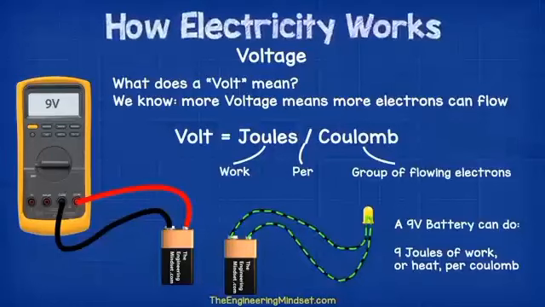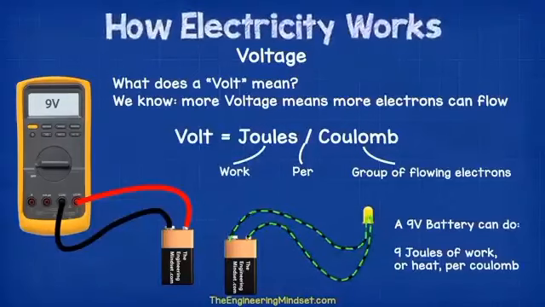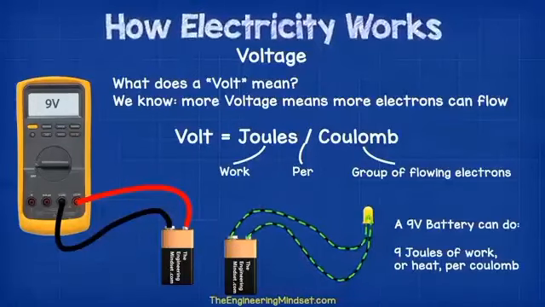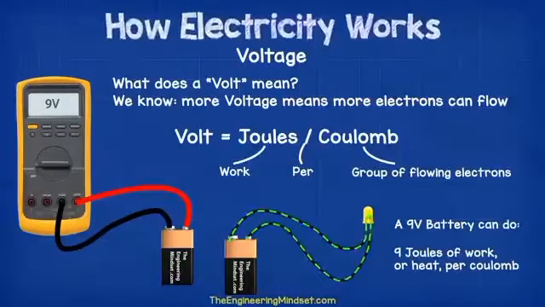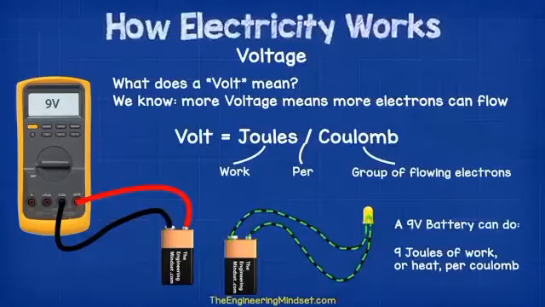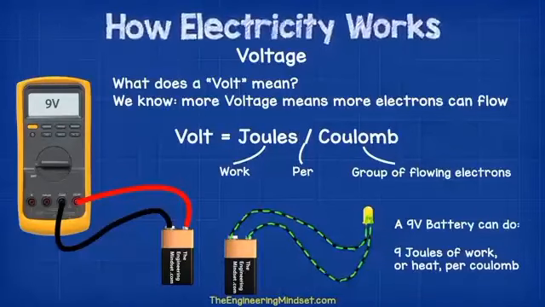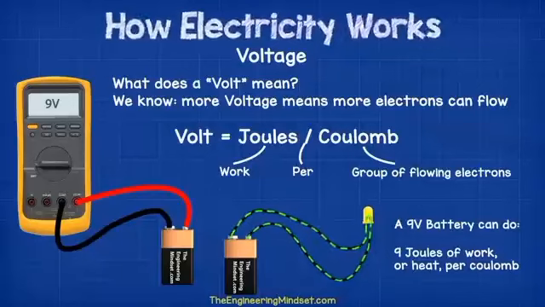Well, a volt is a joule per coulomb, and a joule is a measurement of energy or work, and a coulomb is a group of flowing electrons. We'll have a look at what a coulomb is in just a second though. So a 9-volt battery can provide 9 joules of energy in the form of work or heat per group of electrons that flow from one side of the battery to the other.